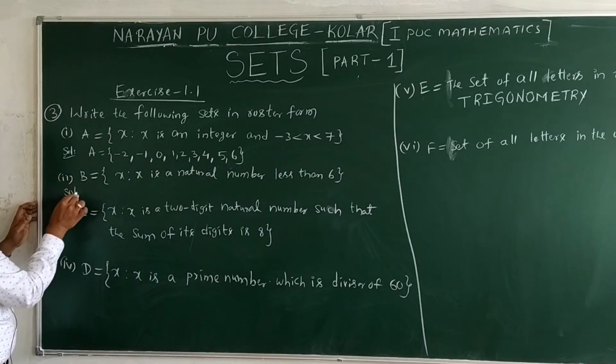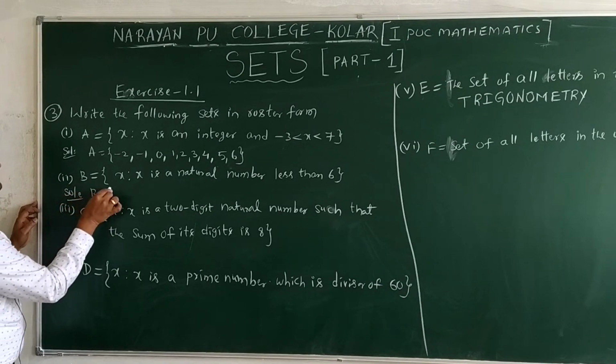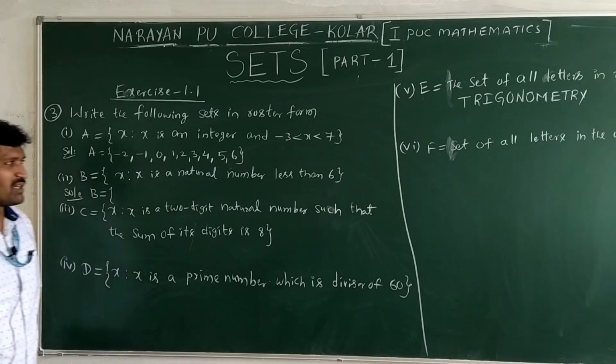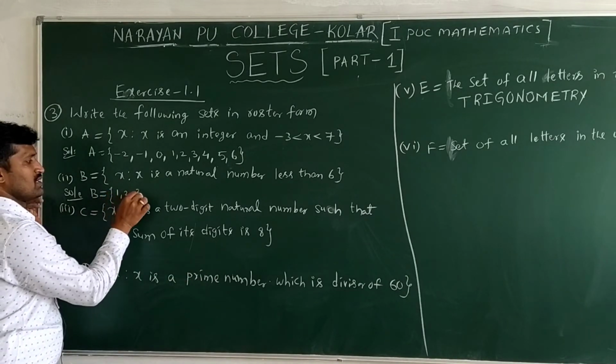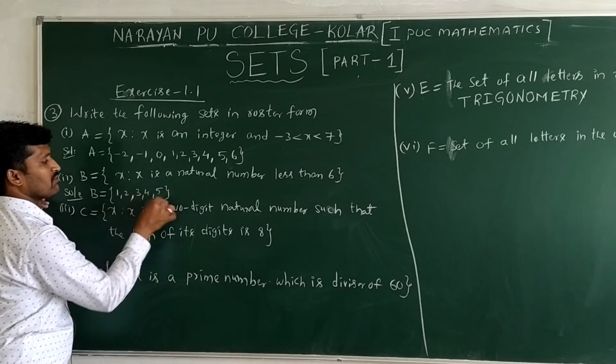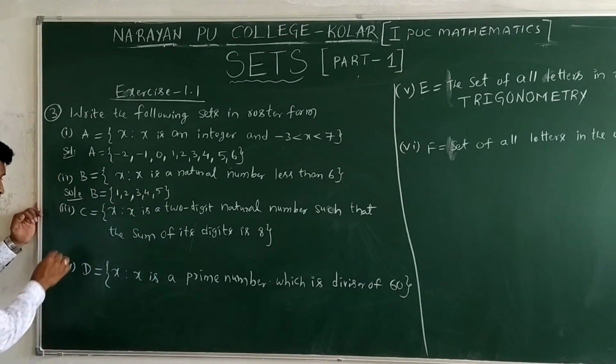Coming to the next one. B, x is a natural number less than 6. It's very easy. Less than 6, what are the natural numbers? 1, 2, 3, 4, 5. Next, coming to the third one.